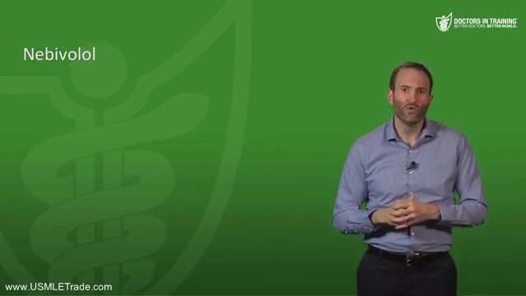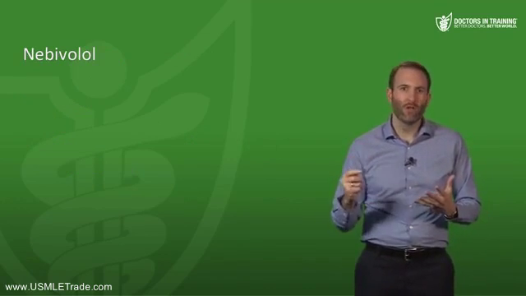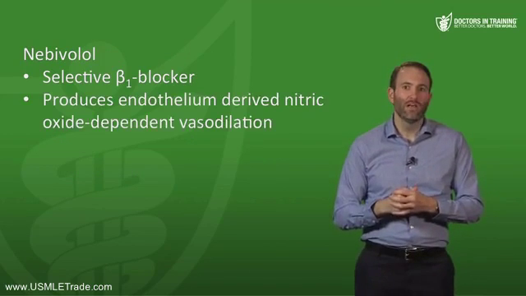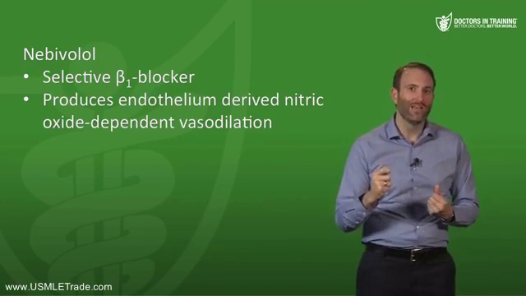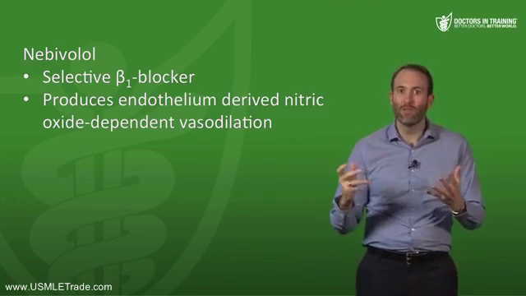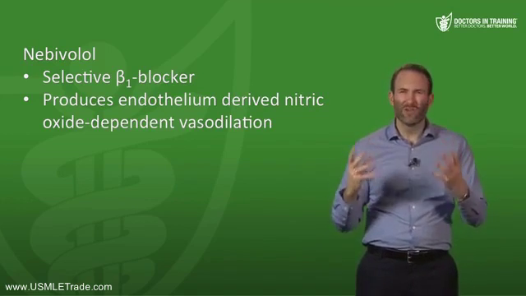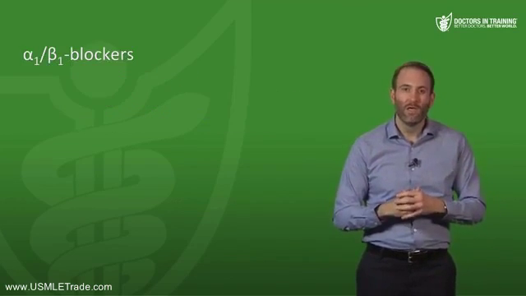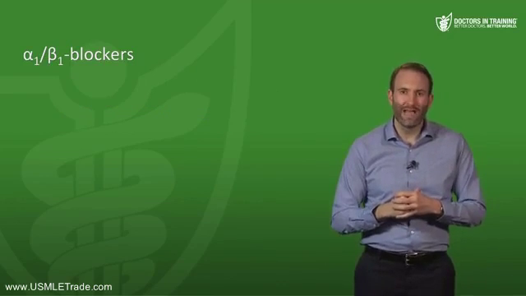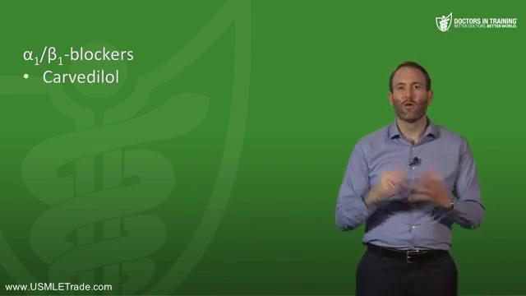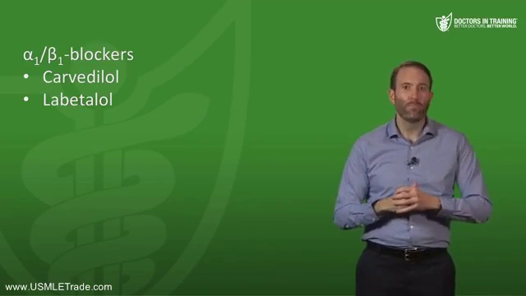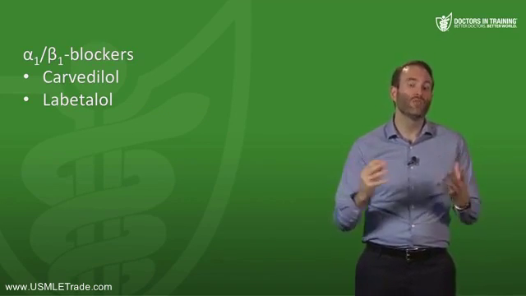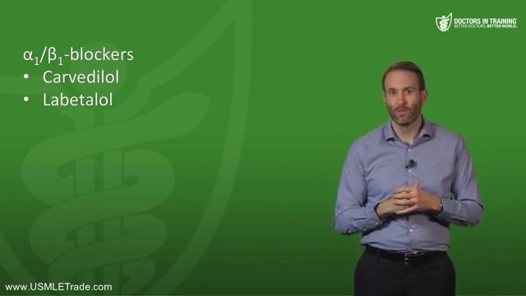Now, there's another unusual beta blocker named nebivolol. So nebivolol is a selective beta 1 blocker, which isn't all that exciting, but it also stimulates endothelium-derived nitric oxide-dependent vasodilation. So for nebivolol, remember beta 1 blocking, and then you're also getting this nitric oxide action, and it's causing vasodilation in the periphery. And then finally, we have another kind of weird one, hybrid alpha-beta blockers. These include things like carvedilol and labetalol. They block at alpha-1 and beta-1, so you get the regular beta blocker effect, but you also get that really nice peripheral vasodilation as well.